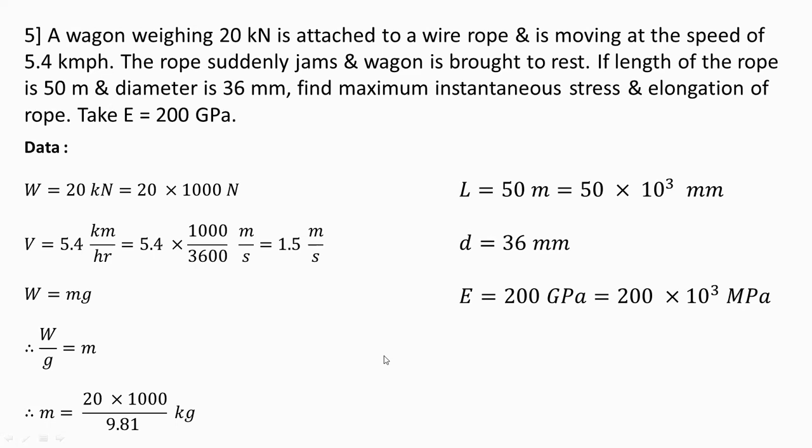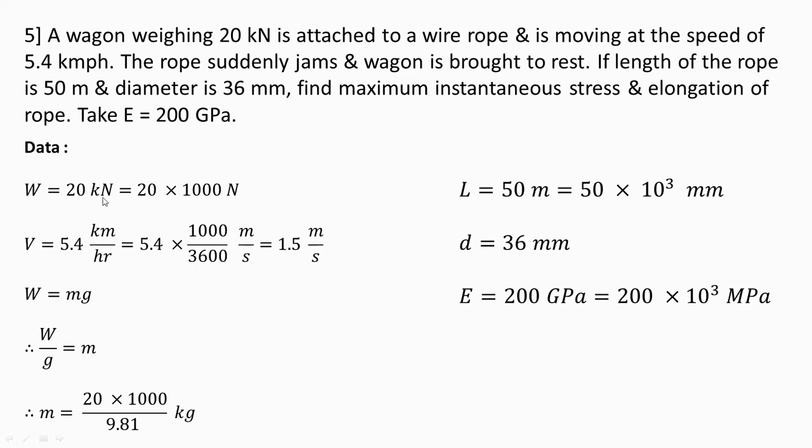So we'll take the next example. A wagon weighing 20 kilonewton is attached to a wire rope and is moving at a speed of 5.4 kilometer per hour. The rope suddenly jams and the wagon is brought to rest. If the length of the rope is 50 meter and the diameter is 36 mm, find the maximum instantaneous stress and elongation of the rope. Take capital E equal to 200 GPa.